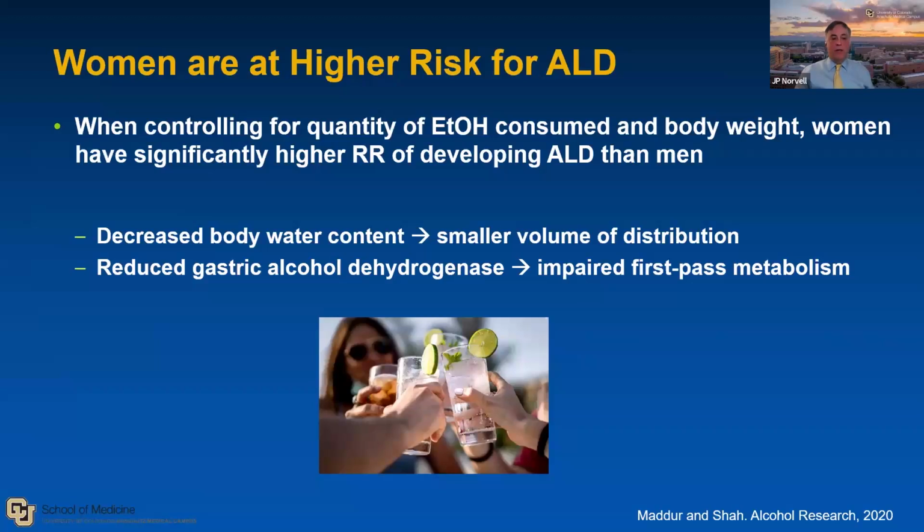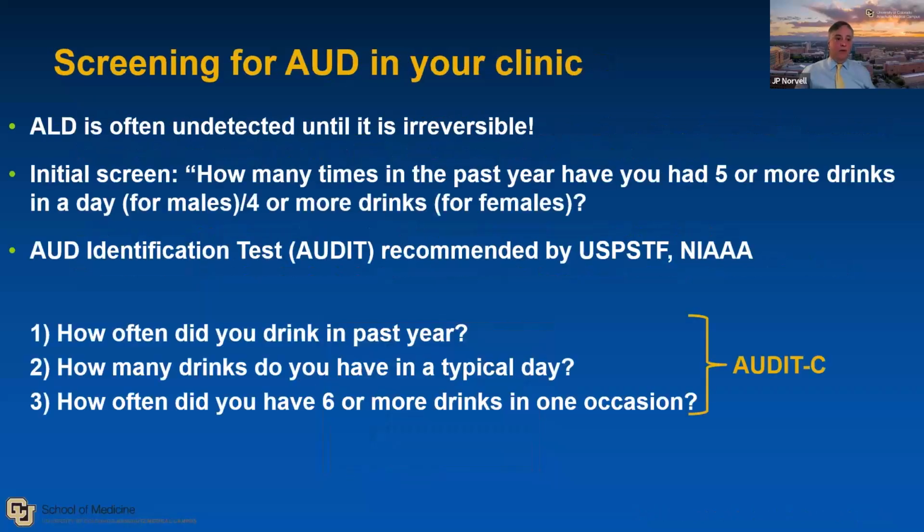Another important thing here is that women are at higher risk for developing ALD compared to men. When we control the quantity of alcohol and the body weight, women have significantly higher relative risk of developing ALD than men. And that's thought to be for several different reasons, including decreased body water content, a smaller volume of distribution, and reduced activity of gastric alcohol dehydrogenase that all lead to this. And this is a big problem because women are again experiencing higher rates now, proportionate to men, of developing alcoholic liver disease. And I don't think it's unrelated to increased marketing and global acceptance from a cultural standpoint of alcohol use as well.